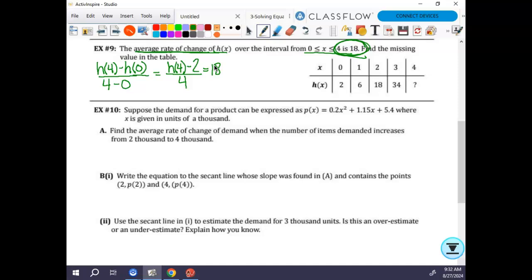If you're always waiting for me to do everything, you're not going to learn anything. What would you do first here? Multiply by 4, good. And so I'm going to get h of 4 minus 2 equals, what's 4 times 18? 72, right? So then h of 4, 74. Okay. What questions you got? We all good?